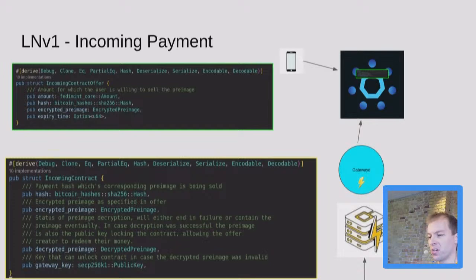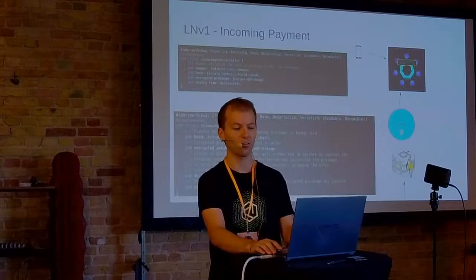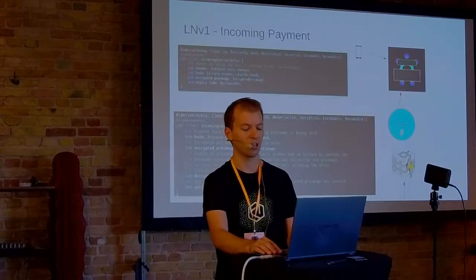is there an offer for sale for which I can buy the pre-image? In this case, there is, and the gateway then is responsible for funding the incoming contract, and the process of funding that incoming contract then tells the federation to decrypt the pre-image, which is returned to the gateway, and the user can then claim the ecash that was locked in the incoming contract. So this is where the gateway needs to have the ecash, because the gateway is the one that funds this incoming contract.